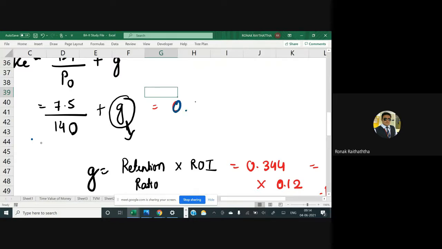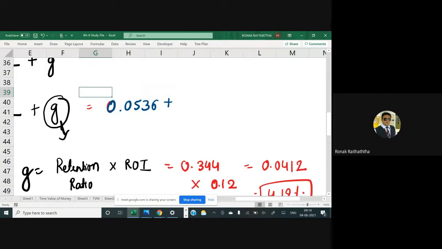What was it? 0.0536. Okay, 0.0536 plus the growth rate we have found, 0.0412. Let's total it up. That's going to be the cost of equity, 0.0948. Good.